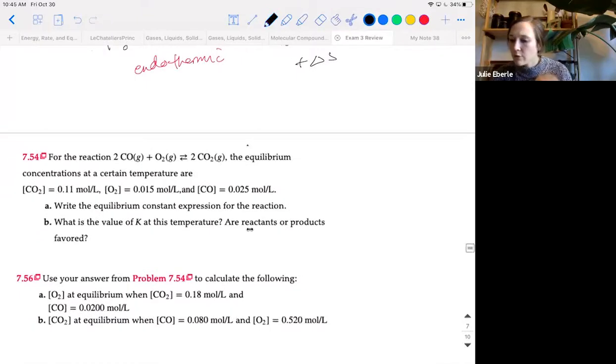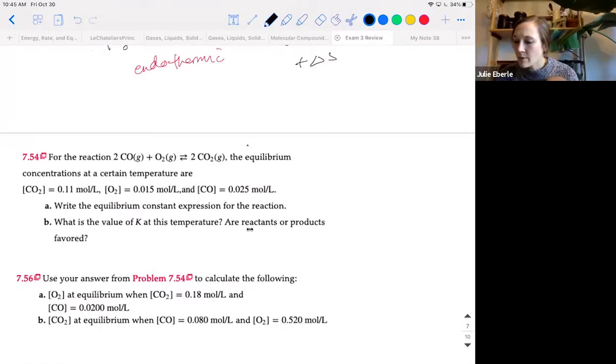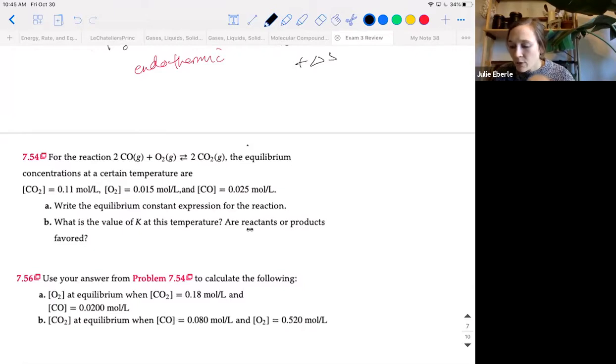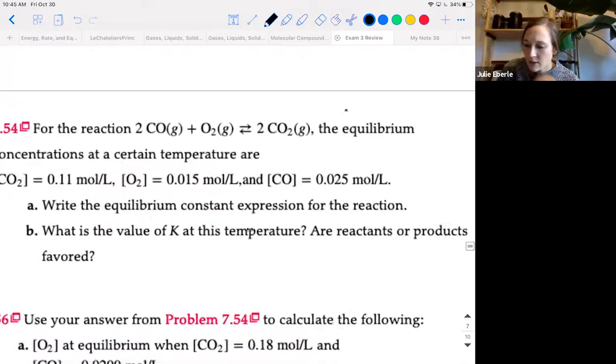So for the reaction here, we have carbon monoxide plus oxygen making CO2. It says the equilibrium concentrations at a certain temperature are given here. And these are mole per liter. We haven't got to chapter 9 yet, so I don't expect you to just recognize this. This is molarity, capital M. So instead of writing mole per liter every time, you can just write capital M.